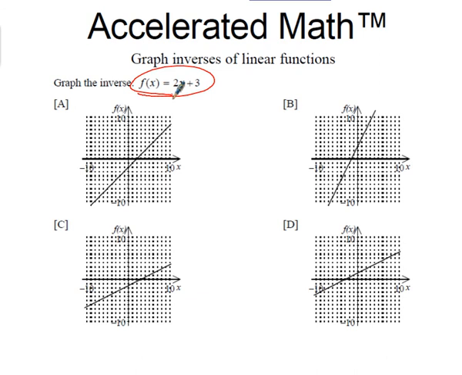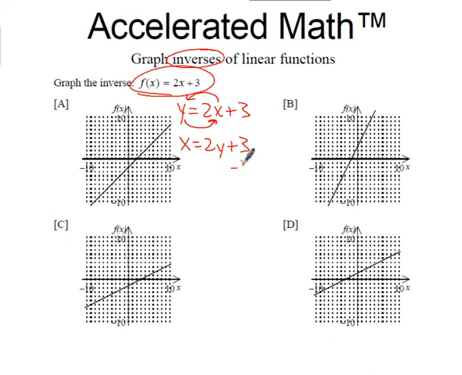Here's the original function, and the basic steps for finding the inverse of a linear function would be to replace f of x with y. So we're just going to replace that with y. And then we're going to switch the two variables. We're going to switch them around. Y is going to go over here, x is going to go over here. So it becomes x equals 2y plus 3. Now we're going to solve for y, the new y.